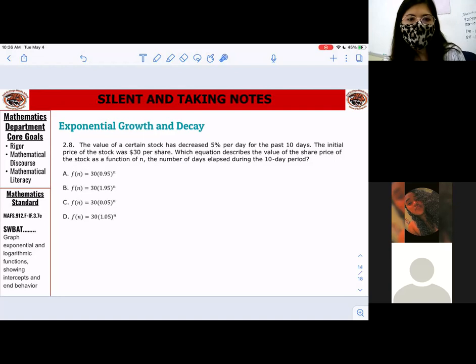The value of a certain stock has increased 5% per day for the past 10 days. The initial price of the stock was $30 per share. Which equation describes the value of the share price of the stock as a function of N, the number of days elapsed during the 10-day period?